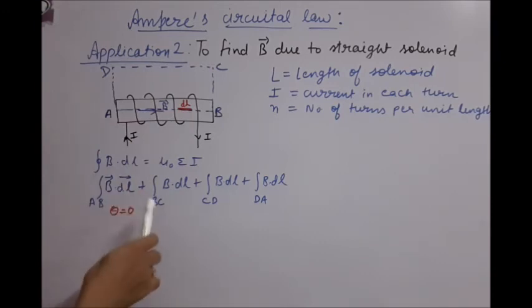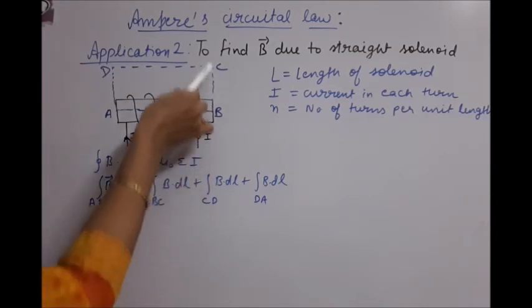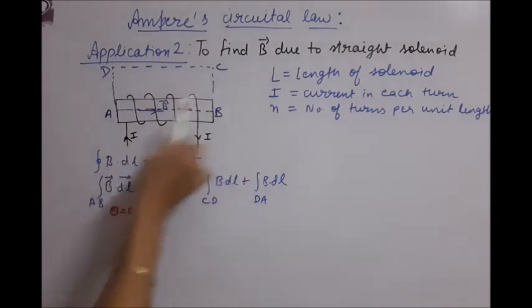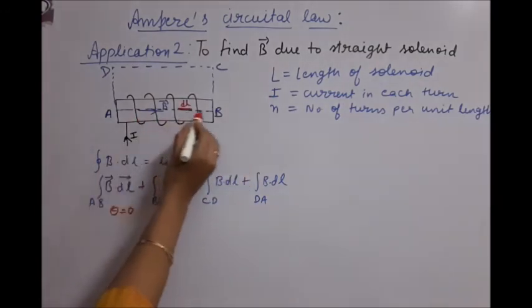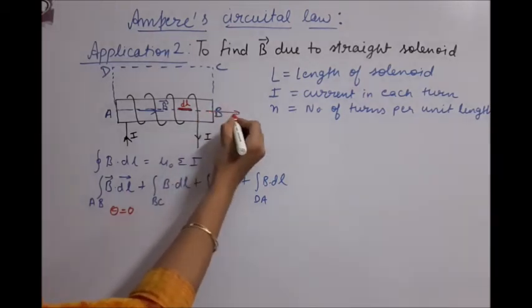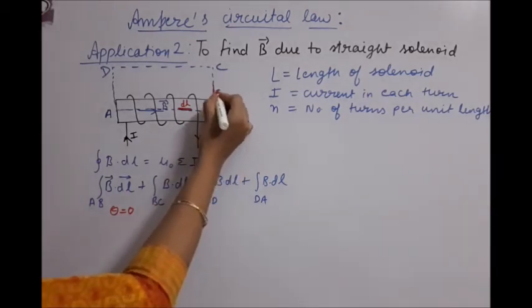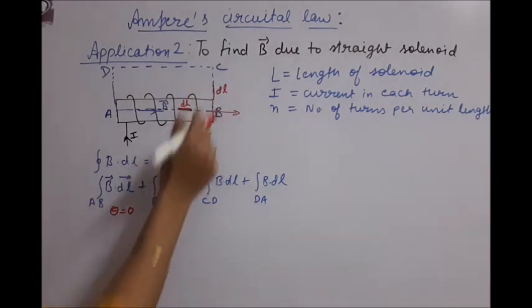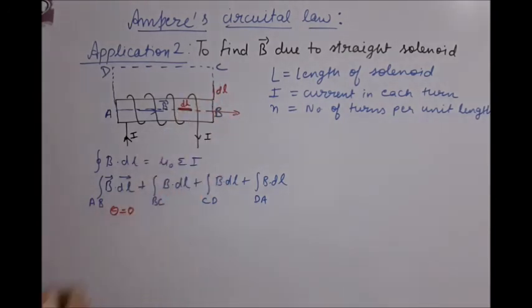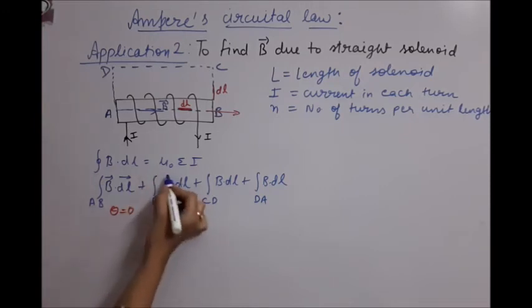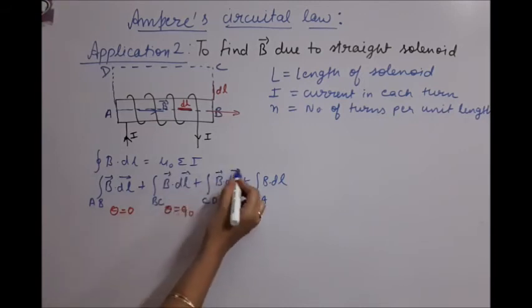Okay. Now come to this side. This side BC is upwards or vertical. But you see, the magnetic field is horizontal. So at this line, the magnetic field is horizontal, but dl is vertical. So for the BC side, theta between B and dl is 90 degree. Let me put vectors everywhere.